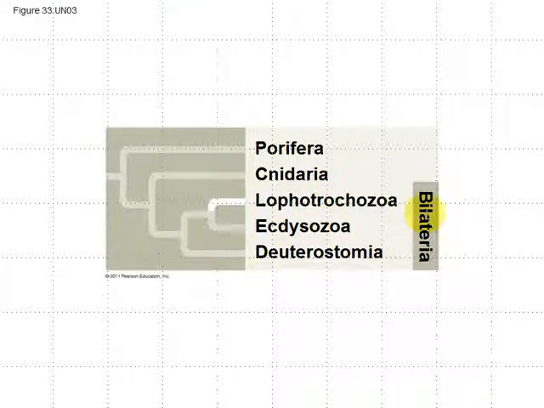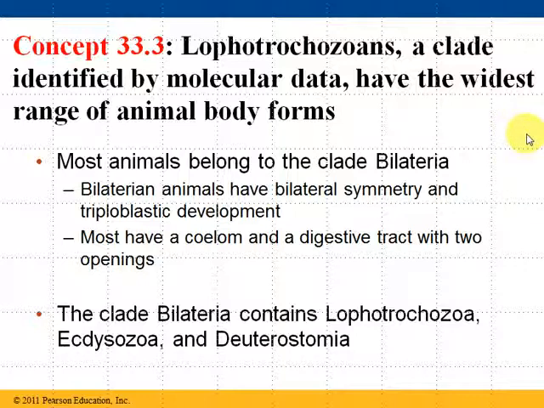So most animals belong to the clade bilateria, which means they have bilateral symmetry and triploblastic development. Most have a coelom and a digestive tract with two openings. The clade bilateria includes the three subgroupings that we already talked about: the Lophotrochozoa, the, I forgot how to say this one, the Ecdysozoa, and the Deuterostomia.